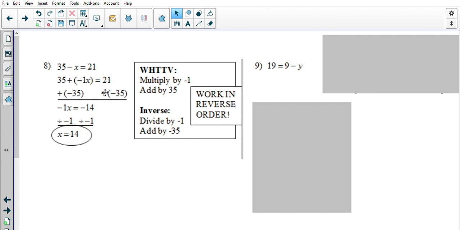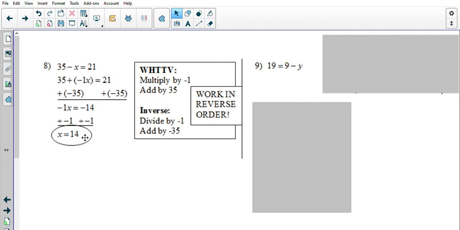So we start by adding negative 35 to both sides, since we work in reverse order. It's going to cancel out on the left, leaving you with, and this is important, negative 1x equals 21 plus negative 35, which is negative 14. Divide both sides then by negative 1 to get x equals 14.